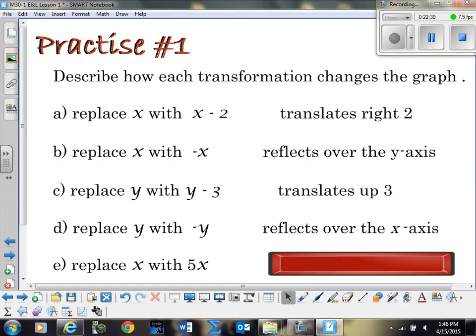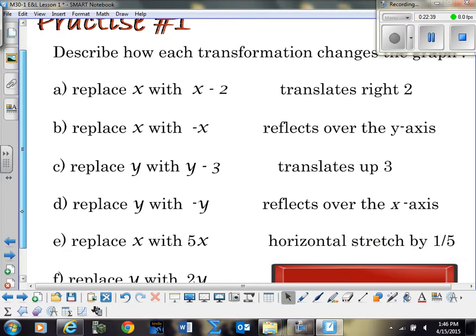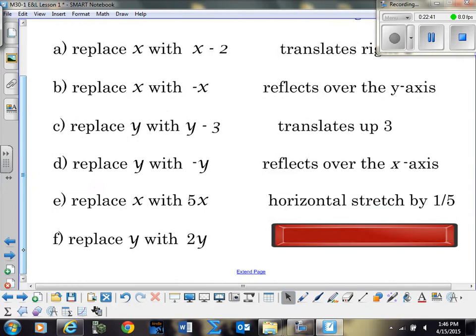Replacing x with a 5x. 5 is the b value, which is a horizontal stretch by 1/5. All right, last one. Replacing y with a 2y. So 2y would be on the left side. If we want to look at that as the a value, we would have to do the opposite operation, divide by 2, or when you're dividing by 2, that's the same as times by 1/2. So this would be a 1/2 in front of the entire function on the right, which is a vertical stretch by 1/2.